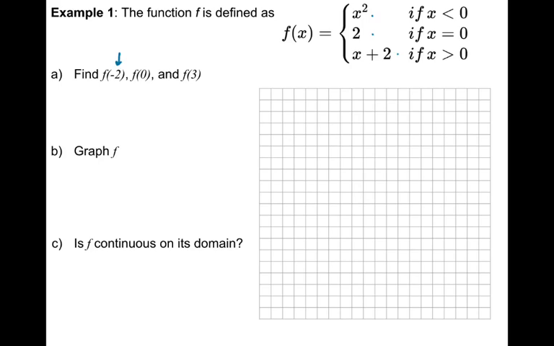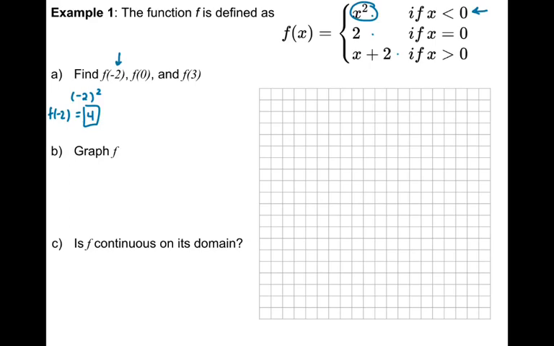Where is x = -2 in these domains? Well, -2 fits into this domain. It is less than 0. So we're going to use x squared to evaluate f of -2. I'm going to replace x with -2, and then we are going to simplify. So f of -2 is +4 in this case.